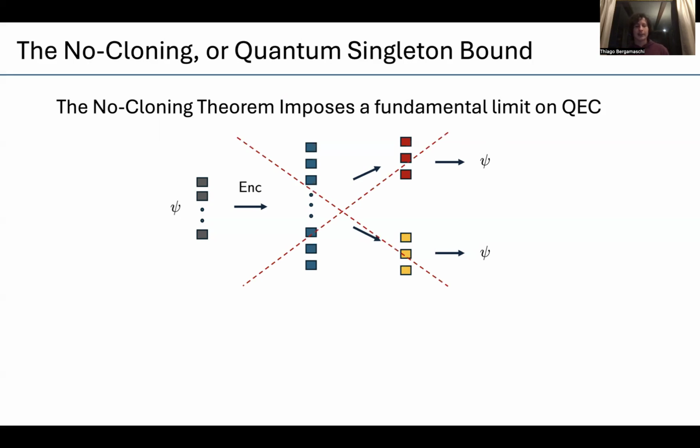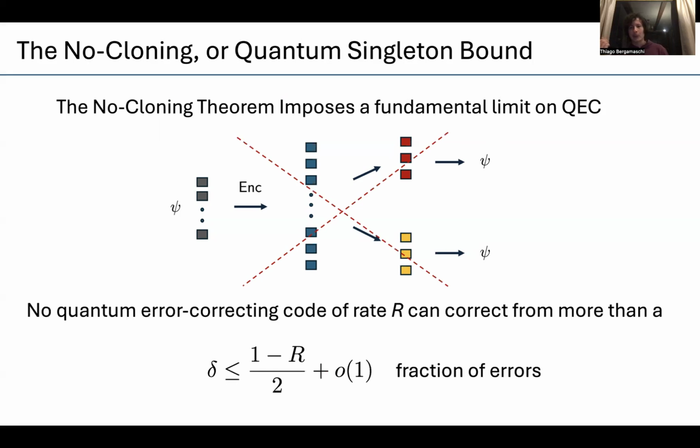Perhaps unsurprisingly, this no-cloning theorem imposes a fundamental limit on quantum error correction, which manifests in terms of a bound known as the quantum singleton bound, which says that no quantum error correcting code of certain rate r, which is the ratio of encoded qubits to physical qubits, can possibly correct from a fraction of errors delta more than (1 - r)/2. And this bound is quite robust in the sense that it makes very little reference to the error model, whether it's random errors or erasure errors or even adversarial errors. And moreover, it's robust to approximation, even if we were to recover psi approximately.